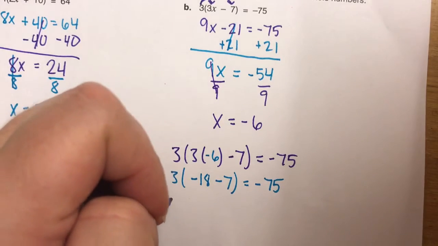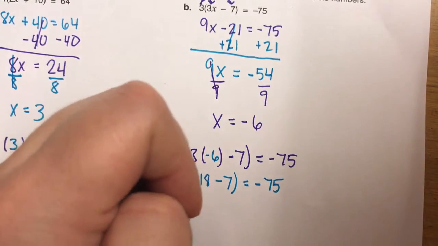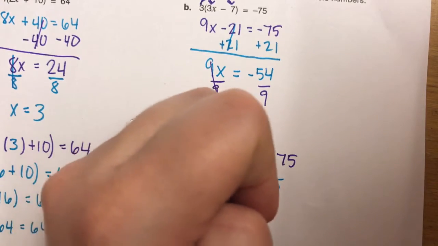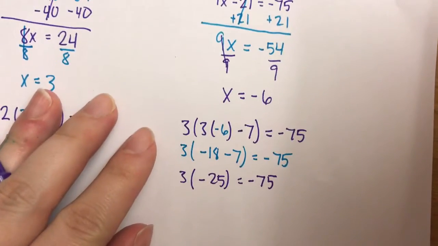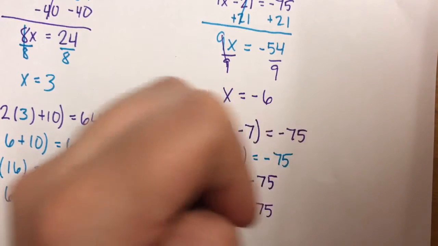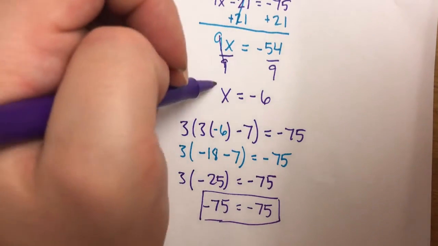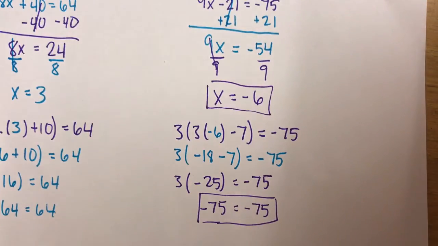Going to keep simplifying. I have 3 here. Negative 18 minus 7, that should be negative 25, equals negative 75. And of course, 3 times negative 25 is negative 75. So it looks like our answer is correct. You don't really need to box that. I'm not sure why I did it. I'll box my answer. All right, so that's the distributive property.